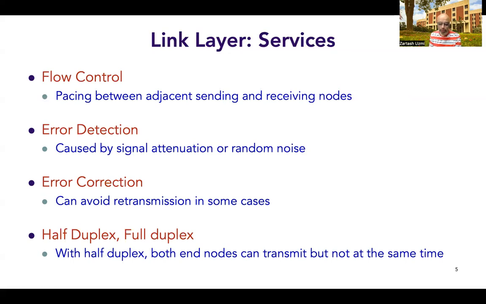What does that mean? Full duplex means that two end hosts are talking to each other simultaneously. Half duplex means they can still talk to each other, but not simultaneously. A will be talking to B and then B will be talking to A, but not simultaneously. Full duplex means they are simultaneously able to talk to each other.